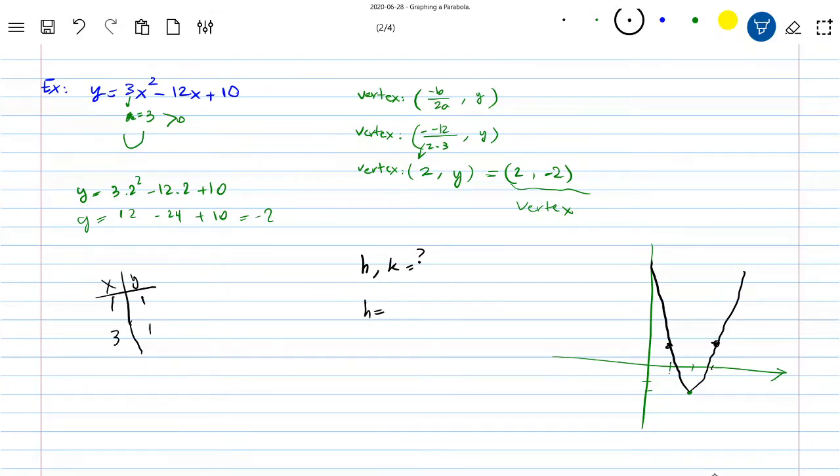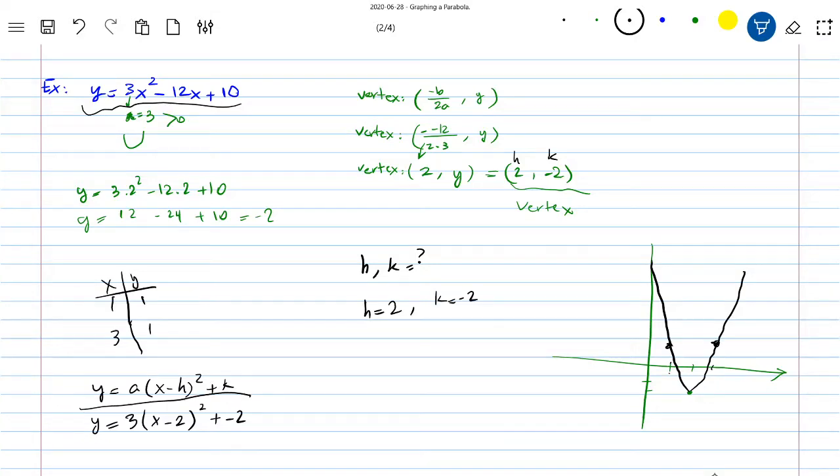H would be, remember, the vertex point is at h and k, so h is 2. K is negative 2. So if I ask you to write this equation in the form of a(x minus h) squared plus k, then you already know a is given 3, h is 2, k is negative 2. So now I have that form of this equation.